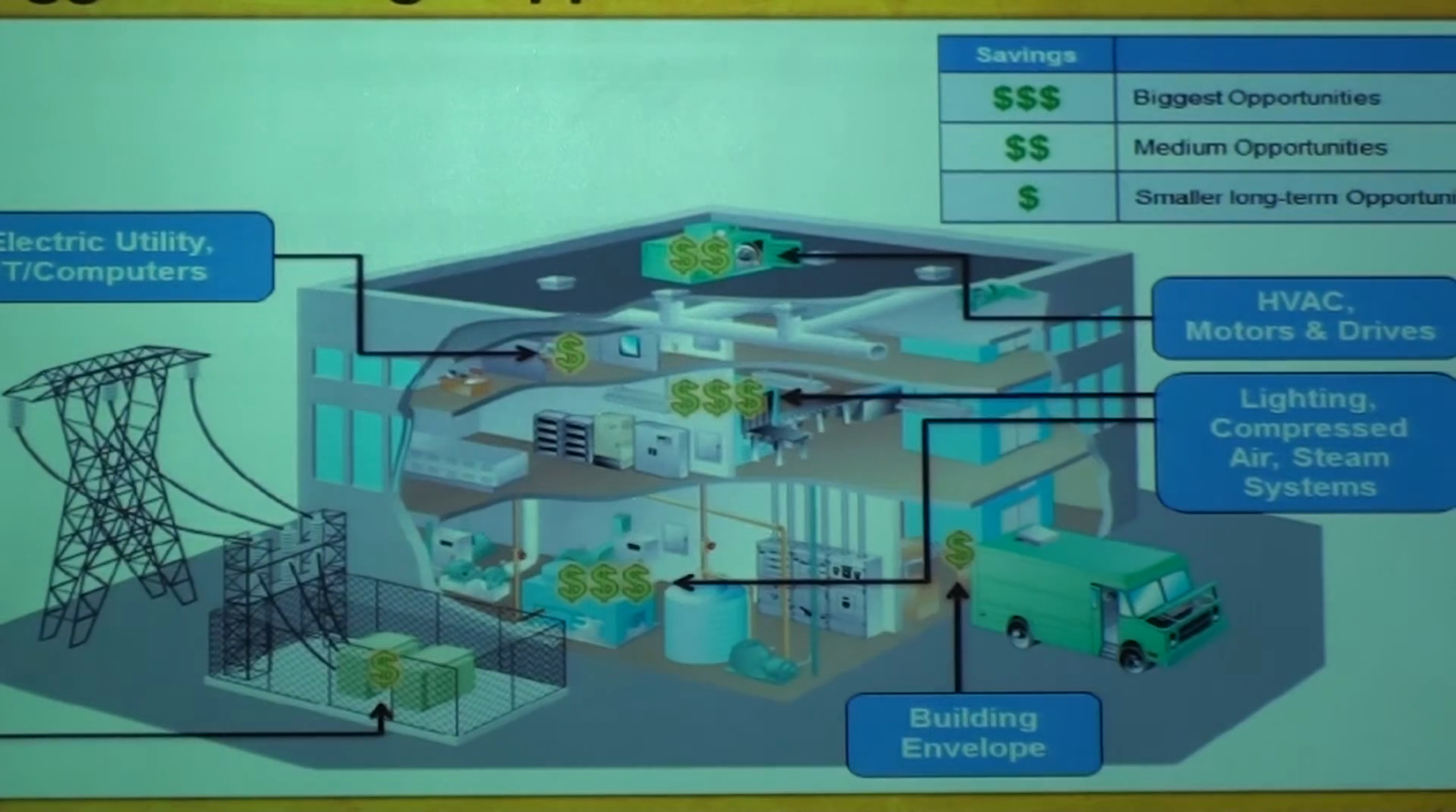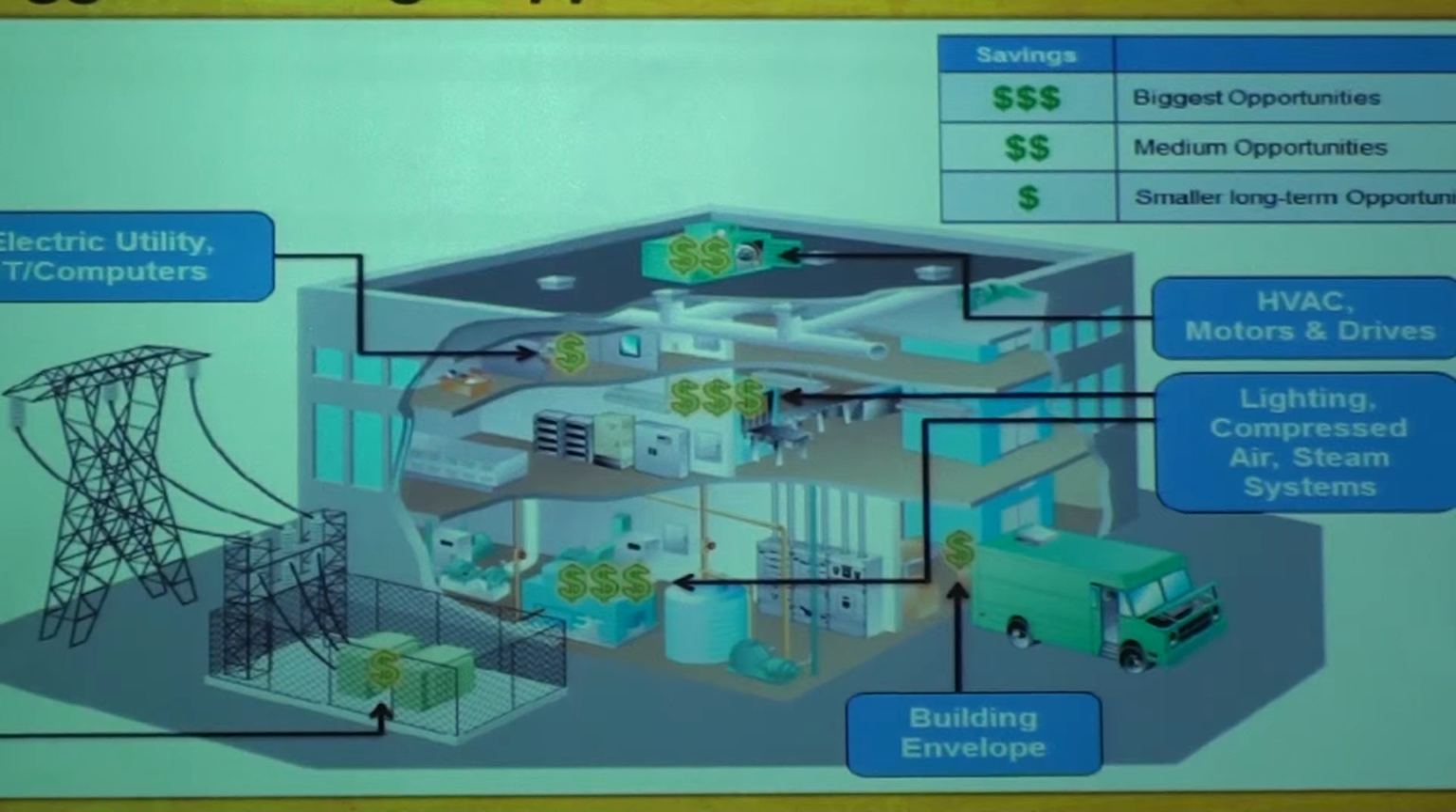So biggest savings opportunities. Where do I find the top dollars? Where can I cut down the most amount of cost? Looking at an industrial facility, power coming in, transformer side, not the biggest. This is what we call the smallest of opportunities. The biggest opportunities are in your lighting, compressed air, steam systems, so motors and stuff.